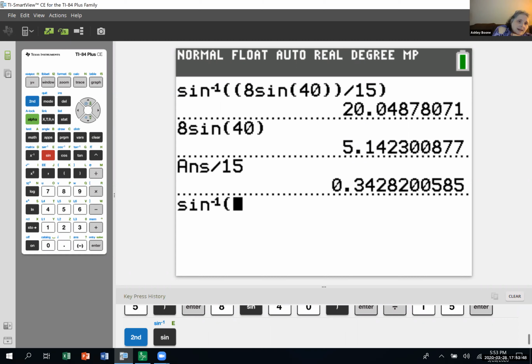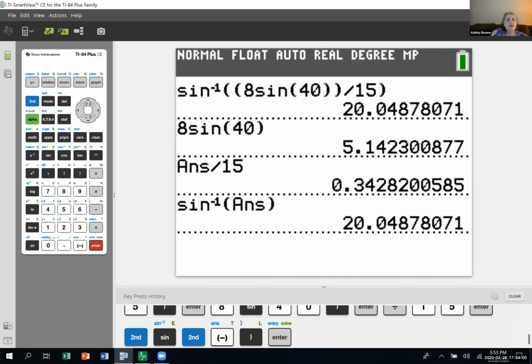If you hit the second button and that little negative at the bottom beside the enter key, it's going to pull up ANS. That's the last answer that was in your calculator. And you get the inverse sine of that value is 20.048. Same thing that we got before.